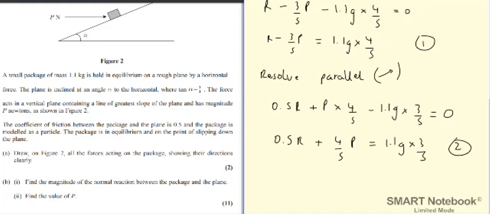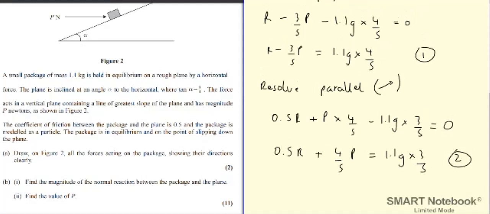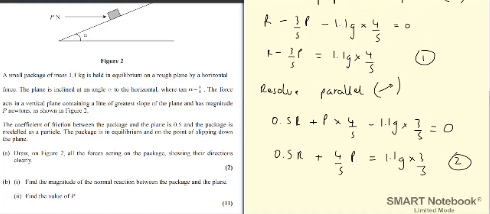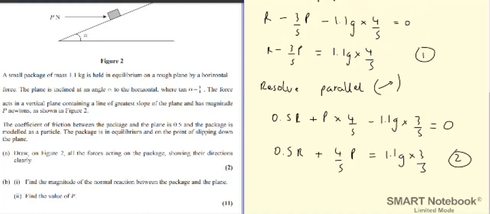Are we happy with that? Does that make sense? Can you let me know in the chat or on your whiteboards? Did you get those equations? If not, what was the problem? Right, the key now is to start identifying where you are dropping marks.